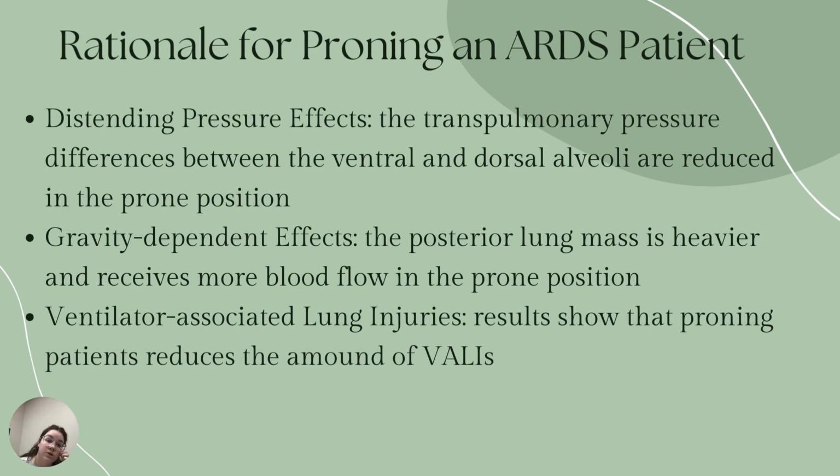The second one is gravity-dependent effects. So the posterior lung mass is heavier and receives more blood flow in the prone position. This results in better distribution of ventilator volumes and pressures throughout the lungs, and it also results in an improved ventilation to perfusion matching and patient oxygenation. And that's just because of the same thing I just said, that there's not as much compression. You're going to get more even distension. You'll therefore get more even distribution of ventilation as well.